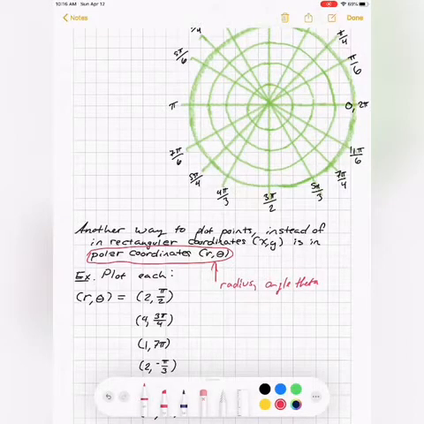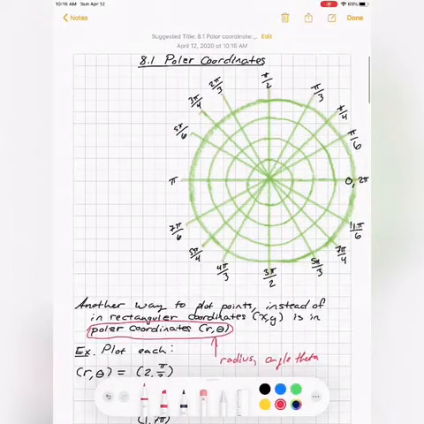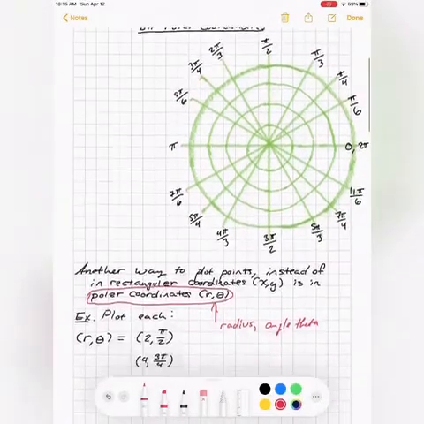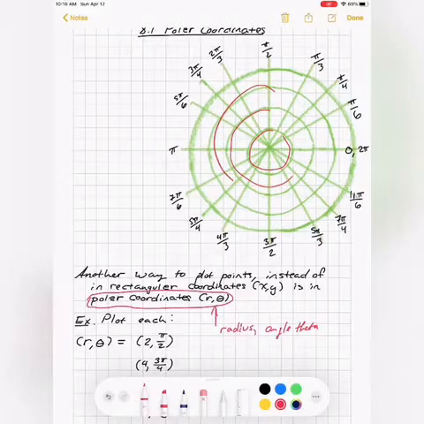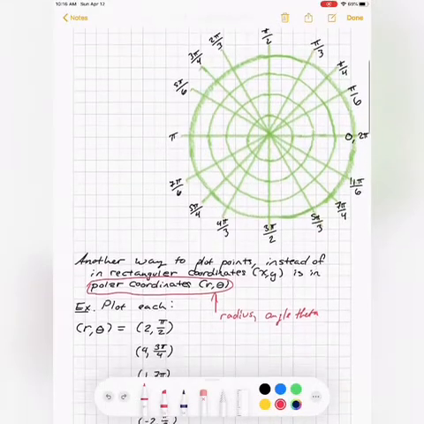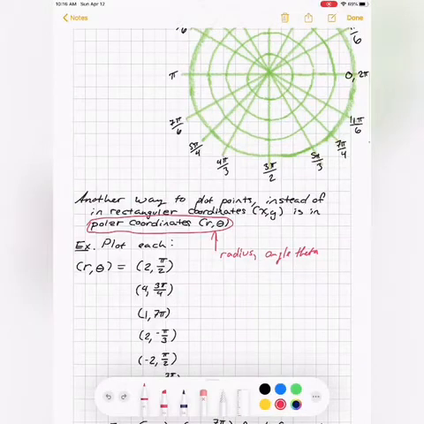Okay, so I tried to draw a decent coordinate plane here, but what I did really is I just labeled the angles that we know, and then I put in these: here's a radius of 1, radius of 2, radius of 3, etc. Now I'm going to plot, say, number 1 here.